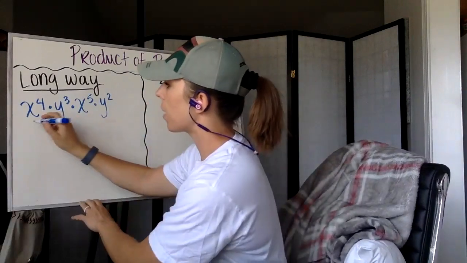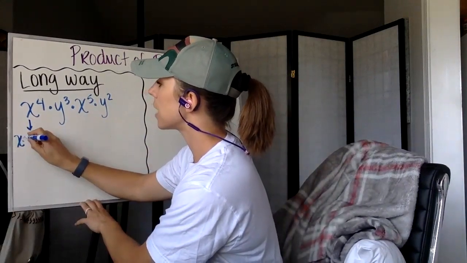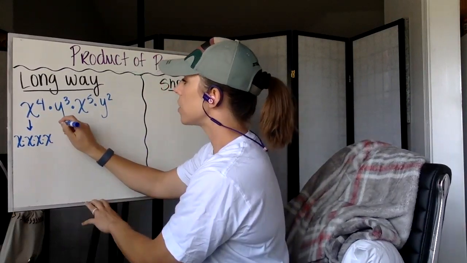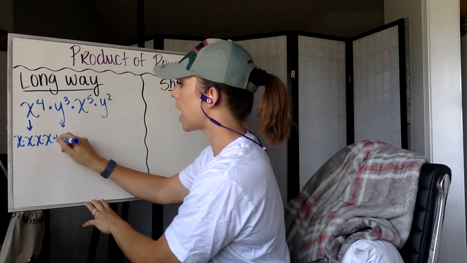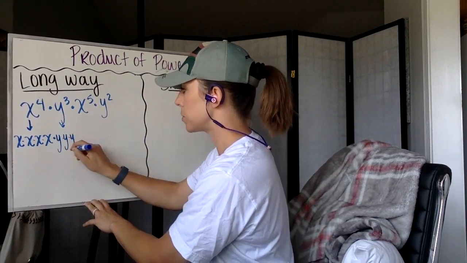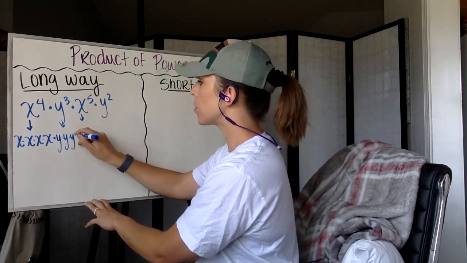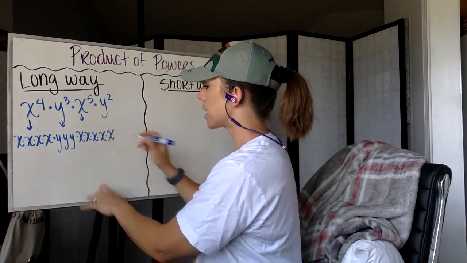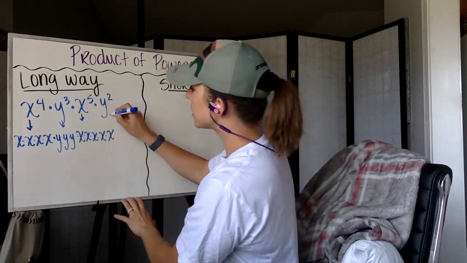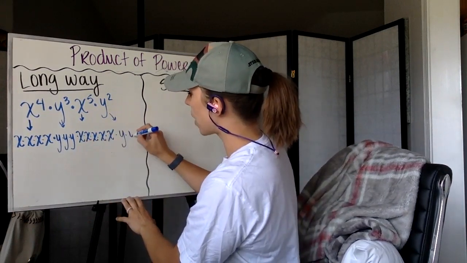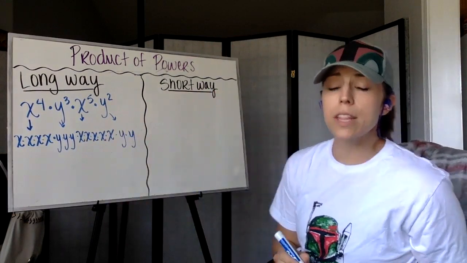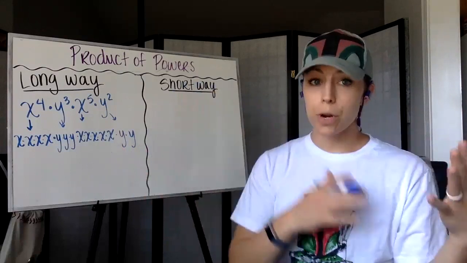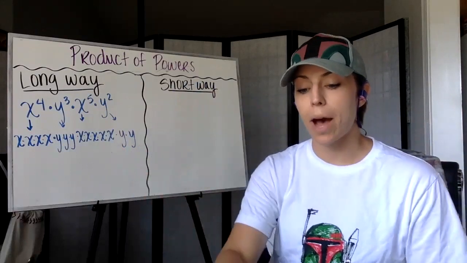So x to the 4th power is x times x times x times x. And then y to the 3rd power would be times y times y times y. Then x to the 5th power would be times x times x times x times x times x, 1, 2, 3, 4, 5. And then y to the 2nd power would be times y times y. So in the long way, you have to expand it and make it messier before you can simplify it and write it all out as a single power.